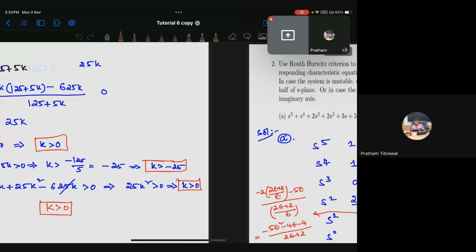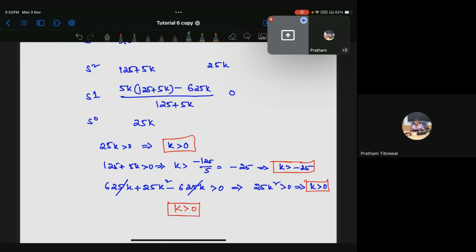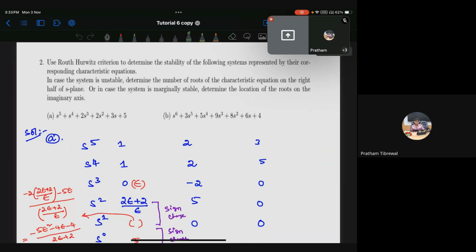So this is for another case when p is equal to 0. Here also you'll be getting the same kind of thing, so after this live session, after sharing this PDF, please check that. Then, coming back to the special cases.